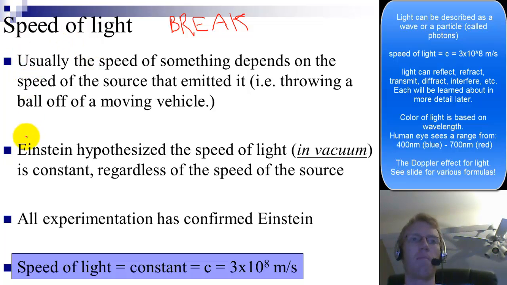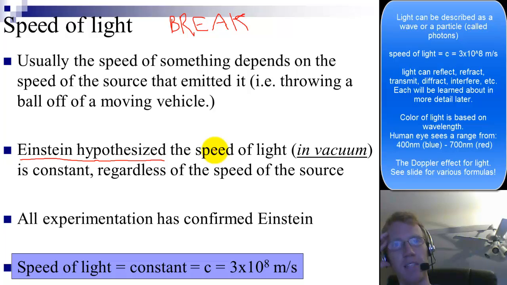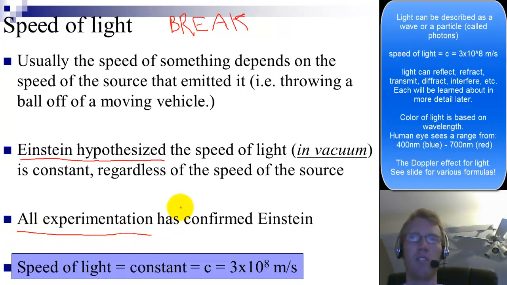And so this was hypothesized first by Einstein. He wasn't able to prove it because you need to be moving really fast in order for this to be observed. But since then, there's been experimental evidence that has confirmed his theory that is based on the speed of light being constant. And so that constant is something you definitely, absolutely must memorize.